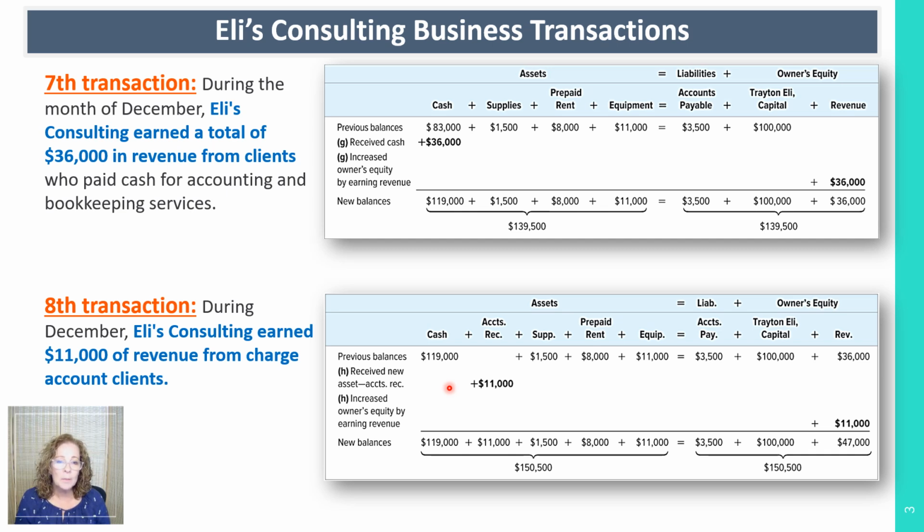What about the second part of the transaction? Well, Eli's Consulting now has more revenue, and we need to record that too. So we'll write plus $11,000 into the revenue column as well. After we add up each column, we can see that both sides of the equation show a total of $150,500, and they still balance.